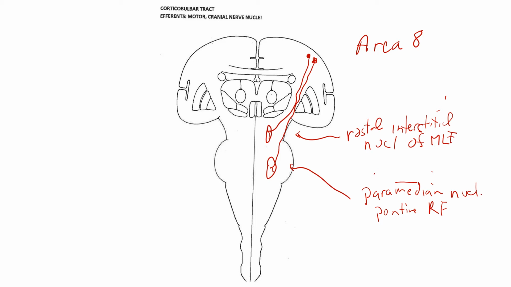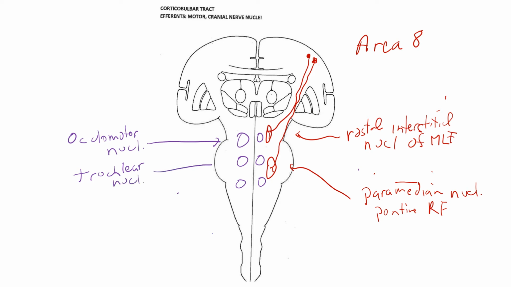So again, we're going to see neurons that are going to come down, and they're going to go to one or the other of these nuclei. Then from there, we're going to have innervation to the oculomotor nucleus, trochlear nucleus, or abducens nucleus.